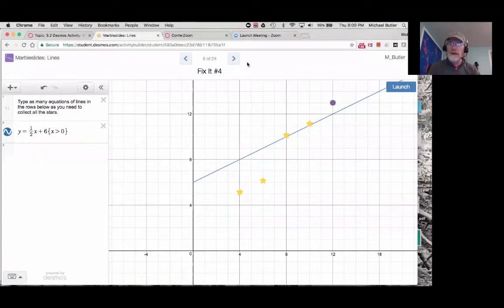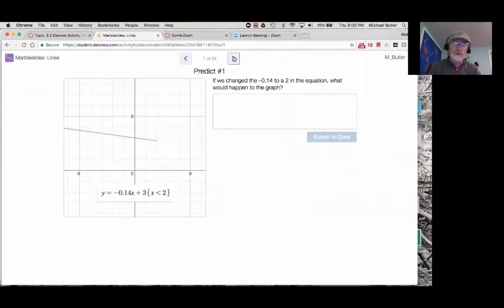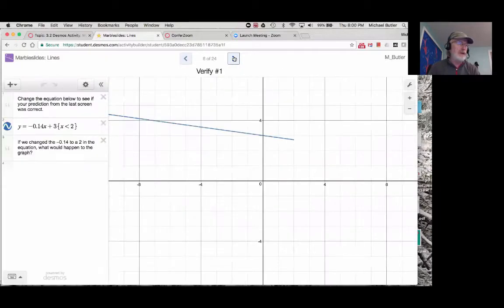We're going live now on the recording, and we're going to go ahead and work on some of the Desmos challenge screens. So the fix-its were good, right? The predicts and fix-its. We okay with those? Okay, sweet. All right.